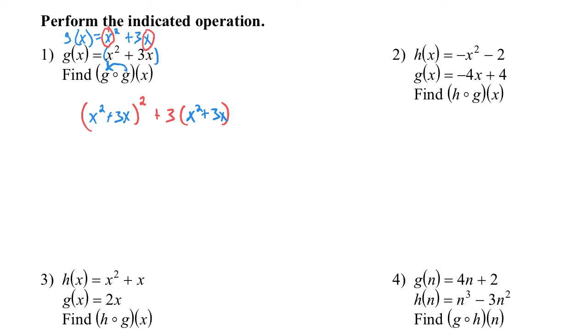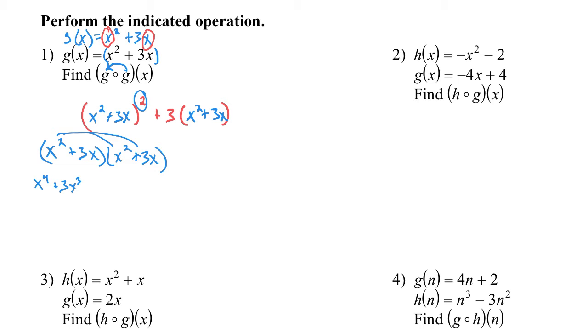Then what I do is just simplify. Just do whatever you need to do to simplify the equation. So this one I need to square. So when I square, I need to multiply it by itself. So I take that times itself. And then distribute. So I have x squared times x squared. Give me x to the 4. X squared times 3x will be 3x to the third.